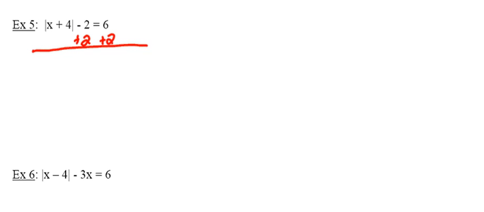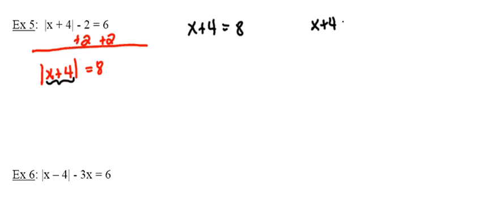So I'm going to add 2 to both sides, and now I have the absolute value of x plus 4 is equal to 8. Now that the absolute value is all by itself on the left-hand side, I need to set up my two equations. Again, you keep the inside stuff the way it is for your two equations. So your two equations should look like this: x plus 4 is equal to 8, and x plus 4 is equal to negative 8. Remember, the absolute value stays the same. It's just the two equal signs that should be the opposite.